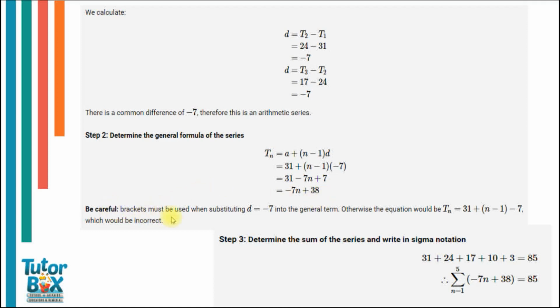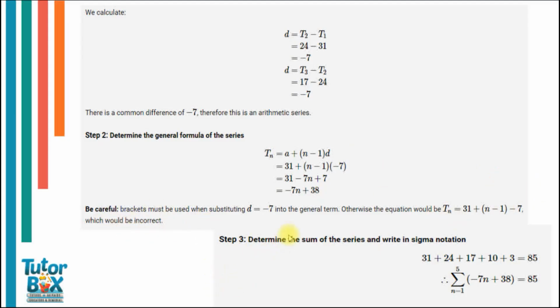So be careful, brackets must be used when substituting d is equal to minus 7 into the general term. Otherwise the equation would be Tn is equal to 31 plus (n minus 1) minus 7. Guys, you need to be careful. This minus here is actually going to multiply everything in the bracket. It's not another term like minus 7 standing by itself. No, it's not like that, so this would be incorrect.